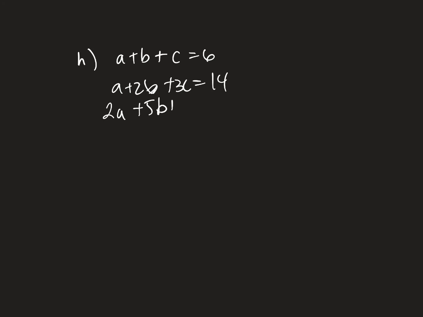So H is the following. We've got A, so now we're going away from X, Y, and Z. Same idea though. If you prefer using X, Y, and Z, feel free. Plus 3C equals 14. And then the third equation is 2A plus 5B plus 8C equals 36. Oof, that's an 8. All right, that does not look too pretty.